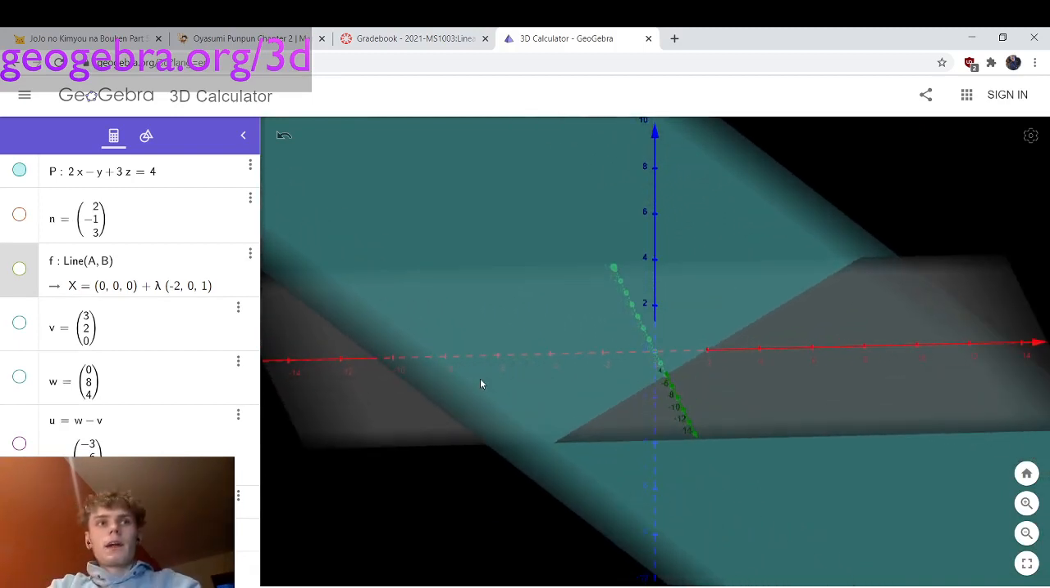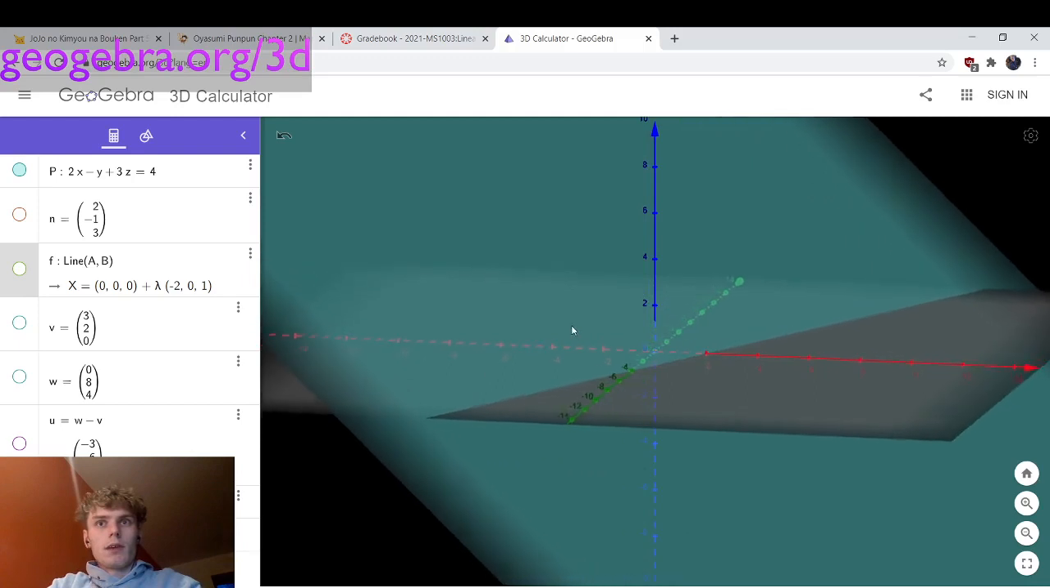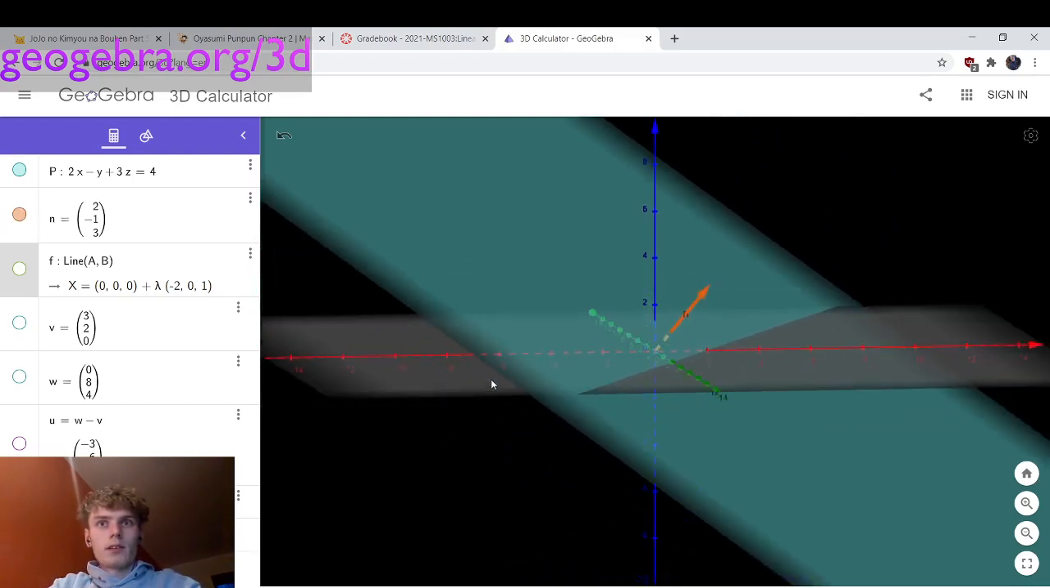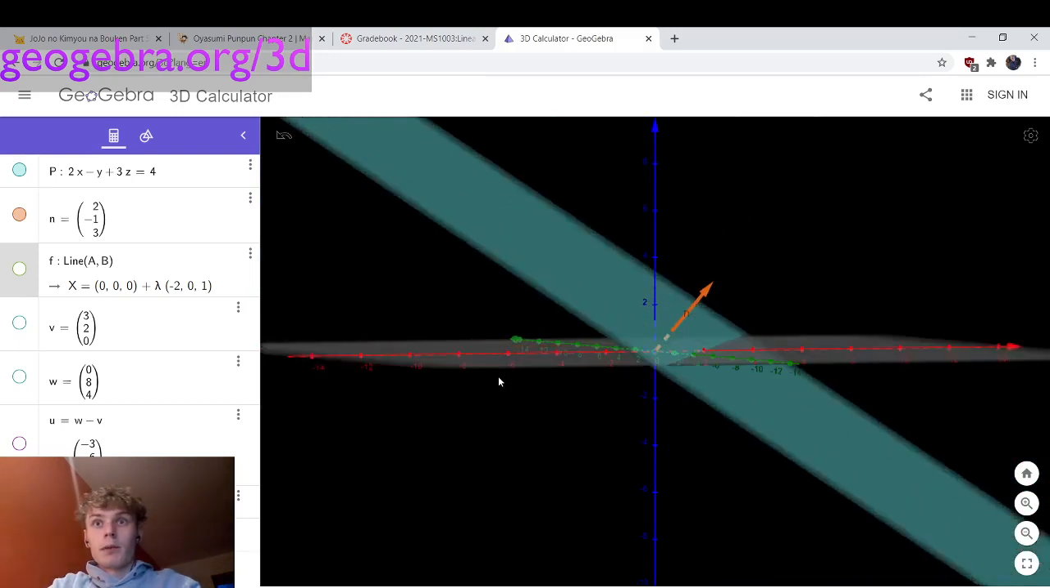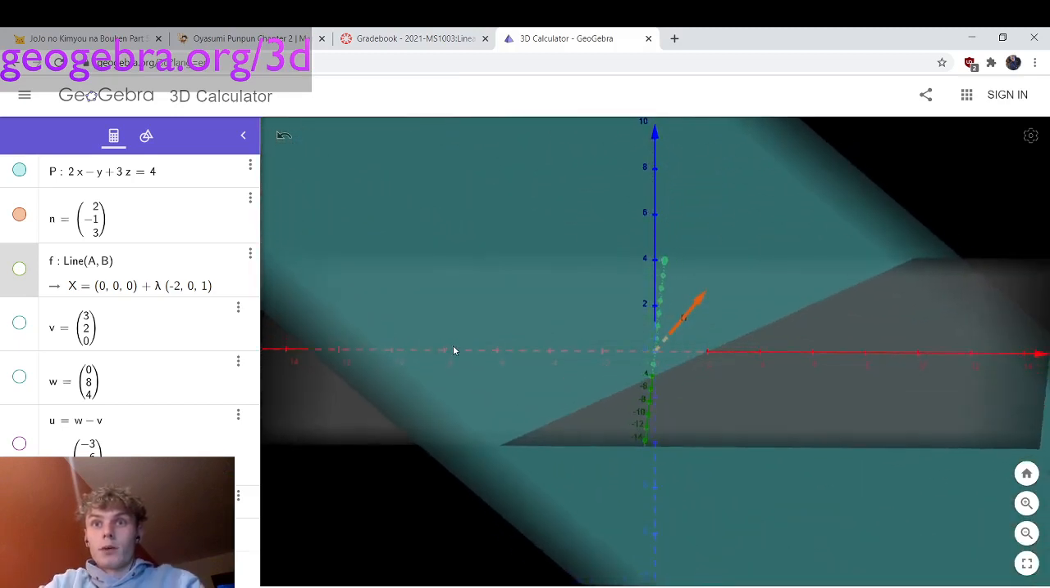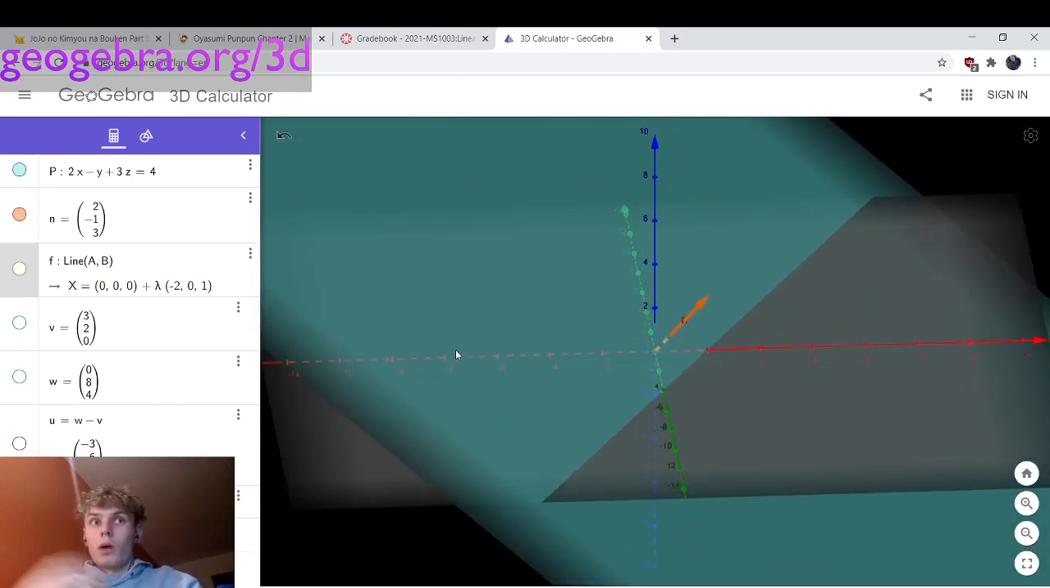Now, if I plot the normal vector 2, -1, 3, we can see that it is perpendicular to the plane. These right here are right angles, definitely. So this vector is perpendicular to the plane. So why, when I take the dot product, am I getting an answer of 4 and not 0?